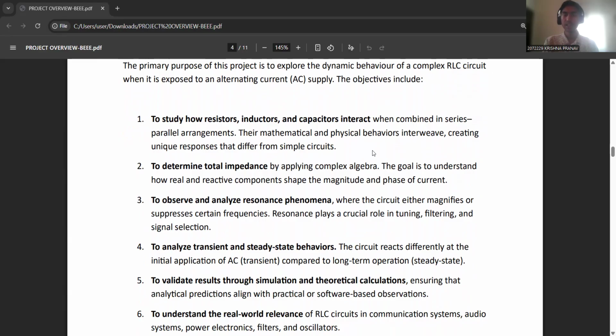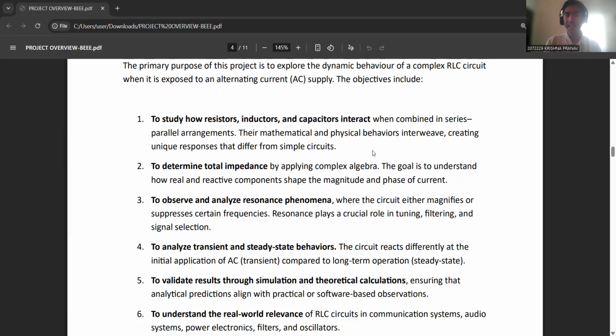The goal is to understand how real and reactive components shape the magnitude and phase of the current, to observe and analyze resonance phenomena, where the circuit either magnifies or suppresses certain frequencies. Resonance plays a crucial role in tuning, filtering, and signal selection.